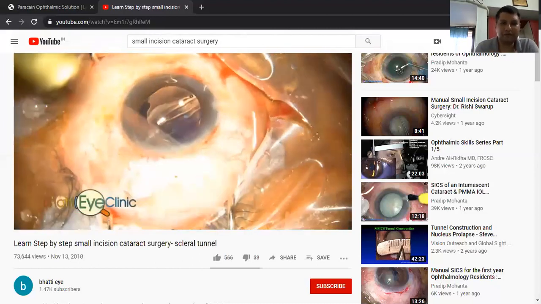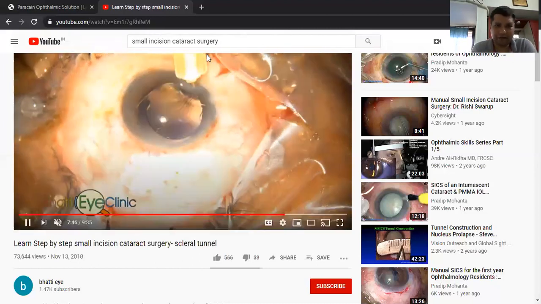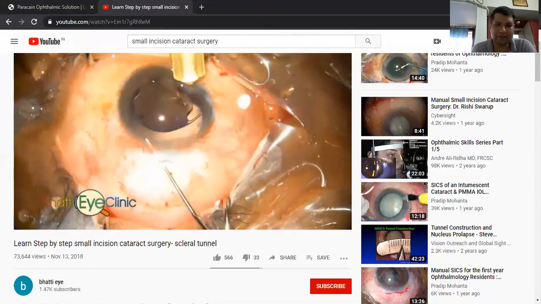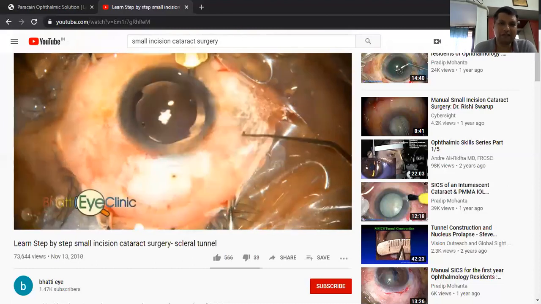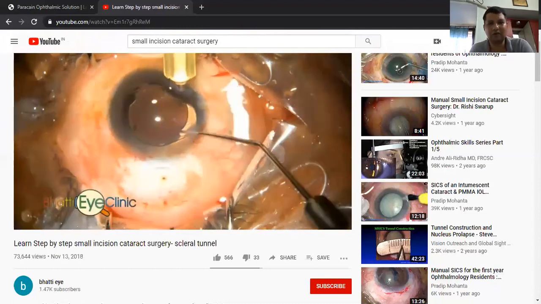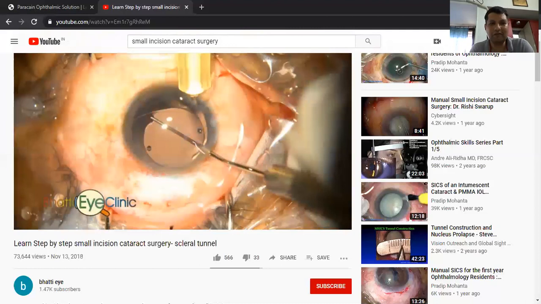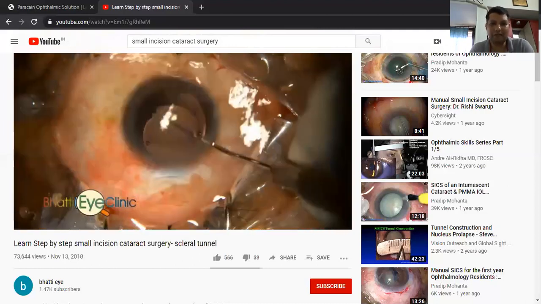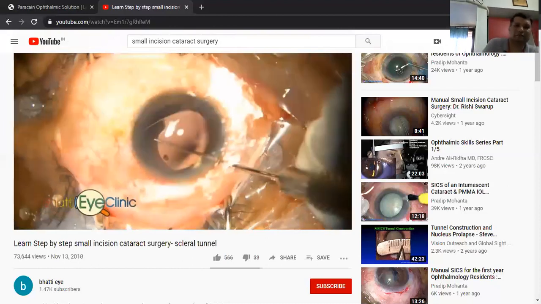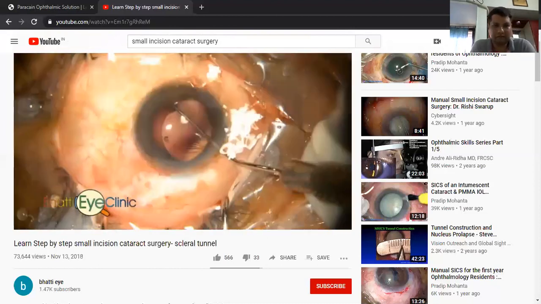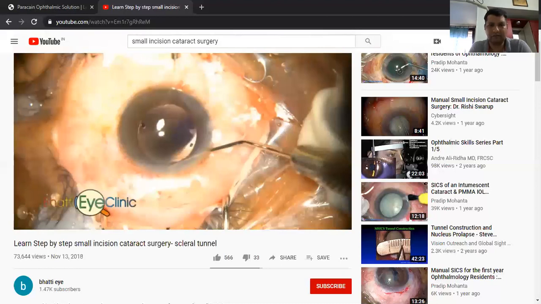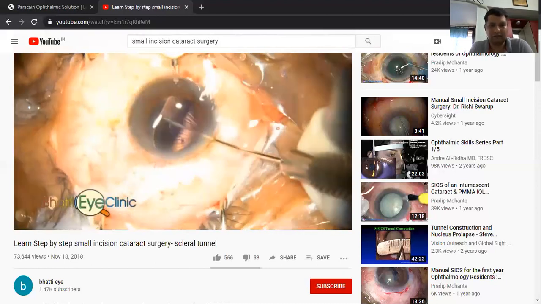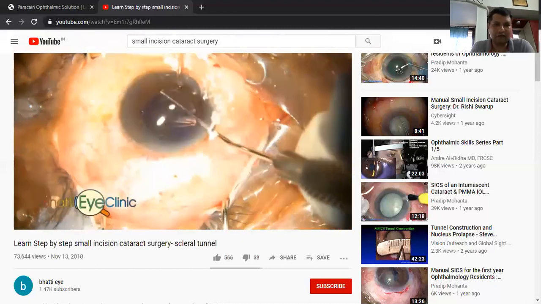Okay. So first we have put the lens inside, then we have injected visco, then we rotate the lens with the help of a dialer, or it is also called Sinskey's forceps, and we maneuver it beneath the anterior capsule into the capsular bag. Right. This is how we do it.